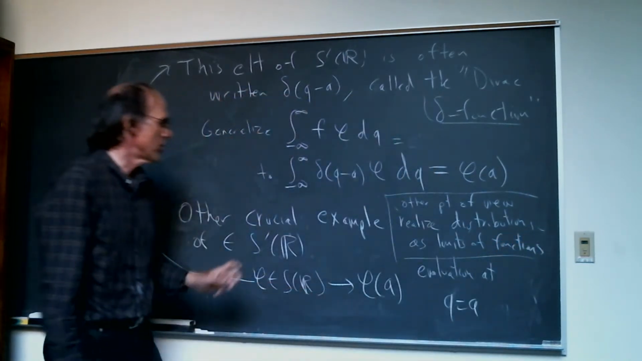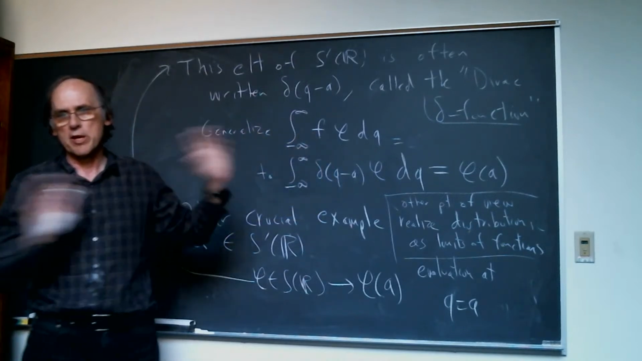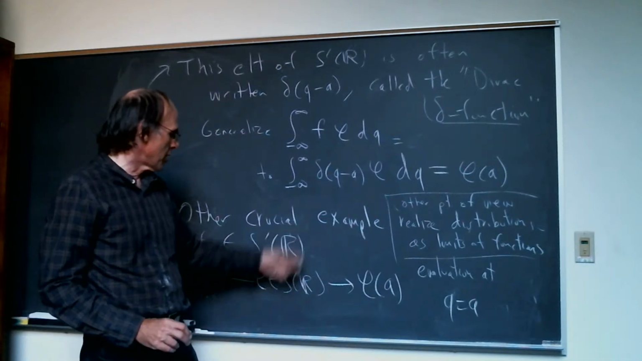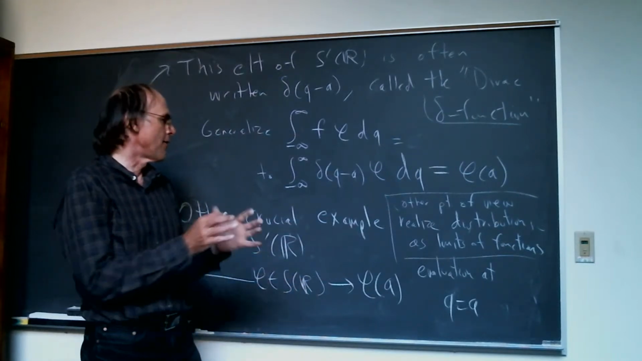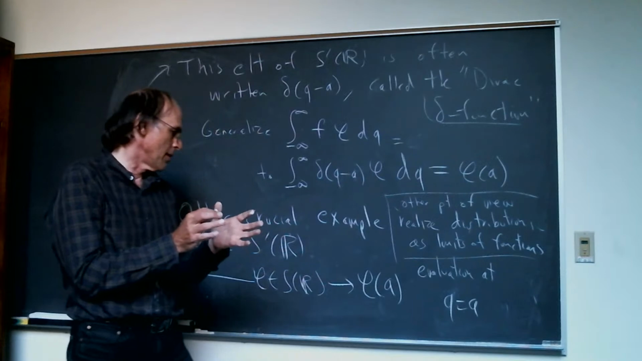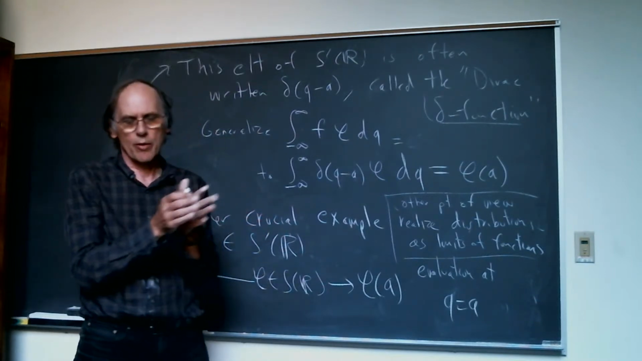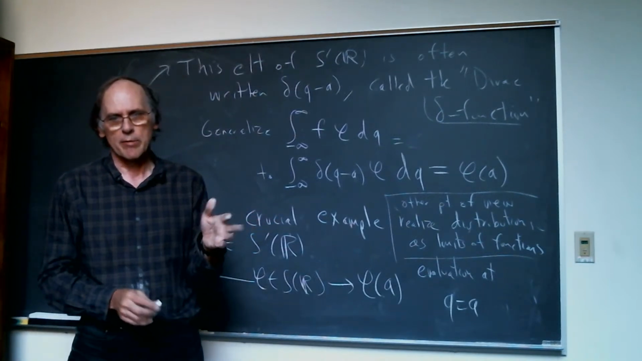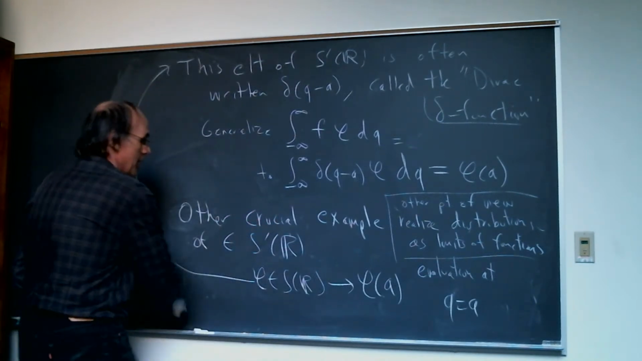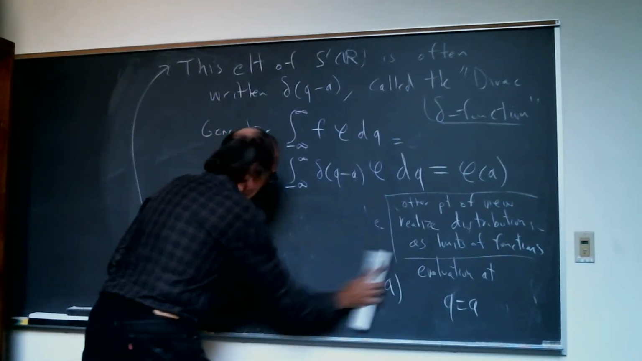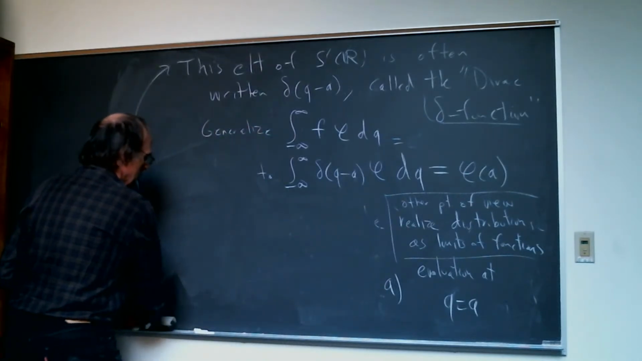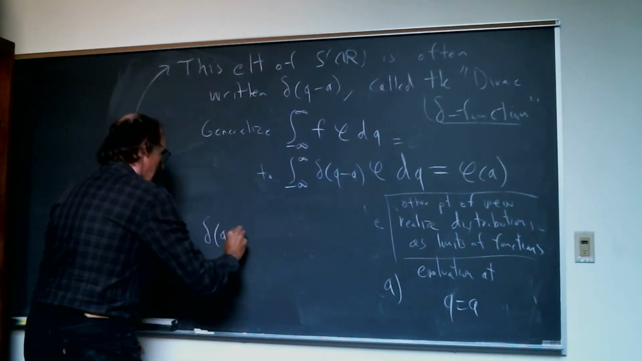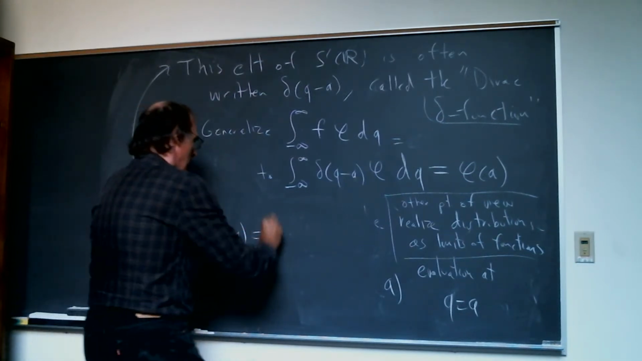So there's another way you can justify all these manipulations. Whenever you're trying to talk about some distribution, you realize it in a certain specific way as a limit of well-behaved functions. In this example, the delta function is going to be a limit: delta of q minus a is going to be some limit.